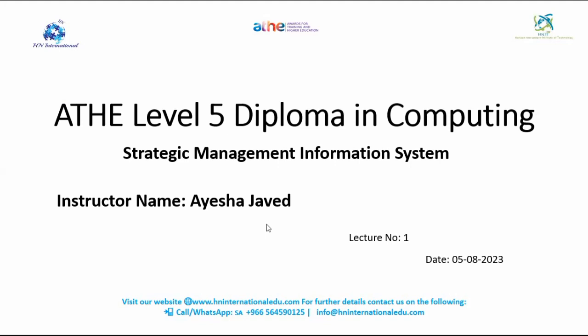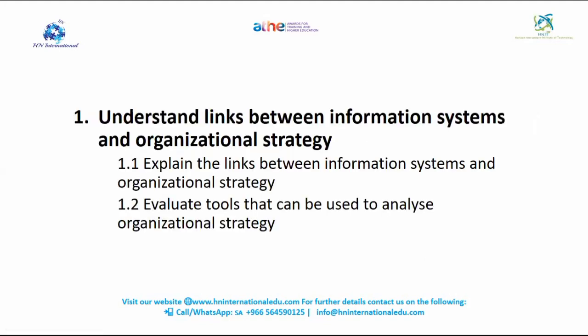Let's see what our first learning outcome is. The first learning outcome is to understand the link between information system and organizational strategy. What is the link between both the terms? First, we will discuss the link between information system and organizational strategy. Secondly, we will evaluate the tools that can be used to analyze organizational strategy.